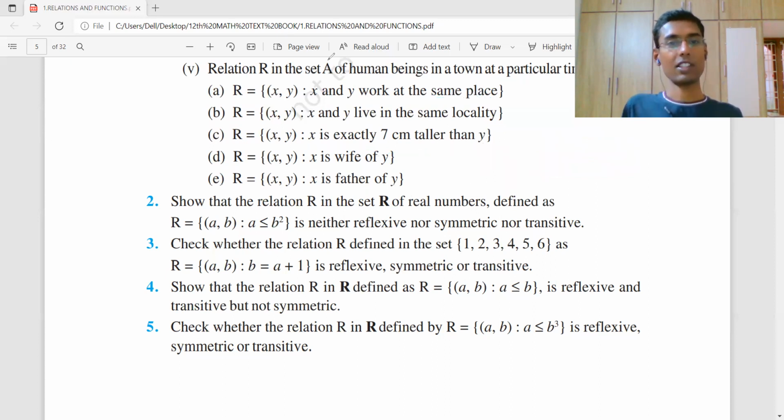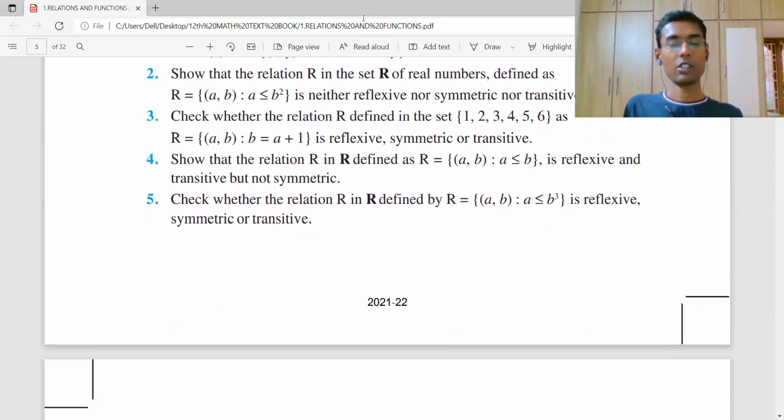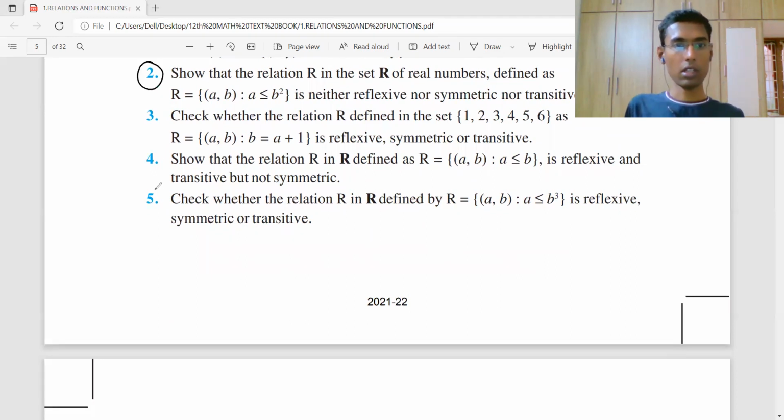Yes, sir. So even the last one is the same. There's no harm. Yes. So now you consider this: second is important and fifth is important.